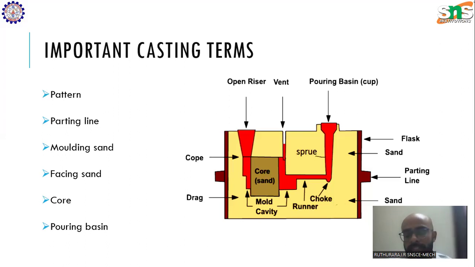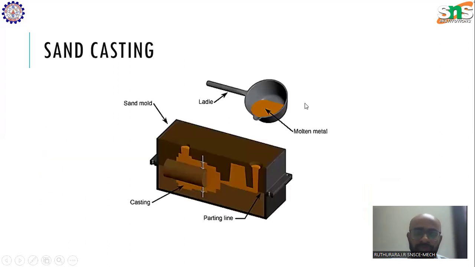Then there are other parts: pouring basin, runner, riser, etc. The pouring basin is also called the cup, where the molten metal is poured. As you can see here, there is an enlarged opening to enable the pouring of molten metal. Also, there is a container which carries the molten metal. That is called the ladle.